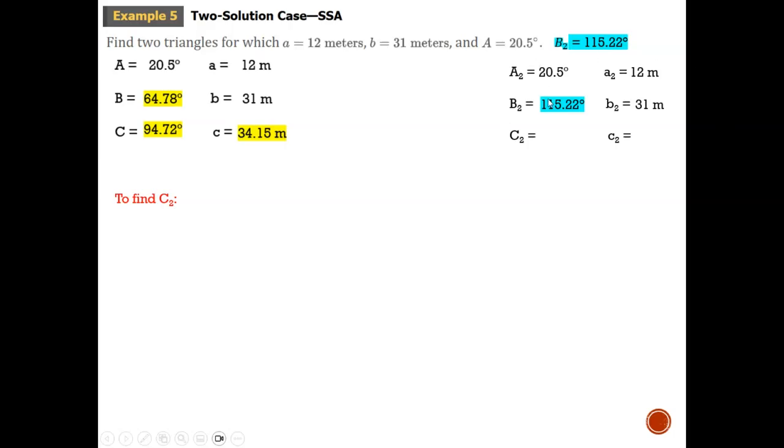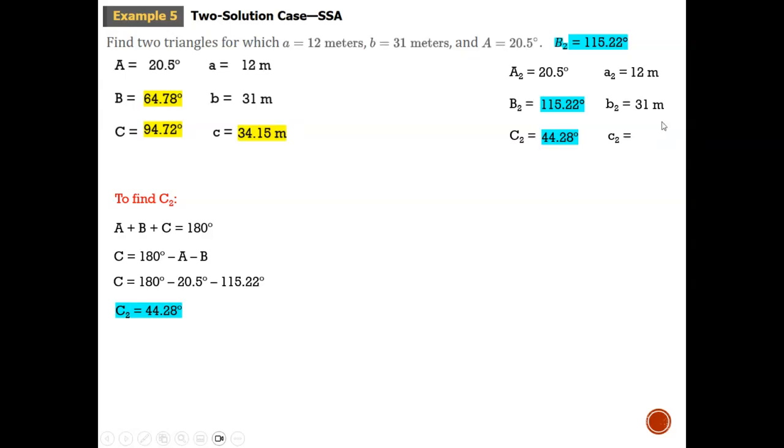So this is my new triangle. Again, I have two angle values, real easy to find the third. So my C in this case is 180 minus the other two angle values. Subtract those values, and for this C, or C sub 2, the second C of my triangle is going to be 44.28. So all I have left is to find that little c, or that side length, okay?